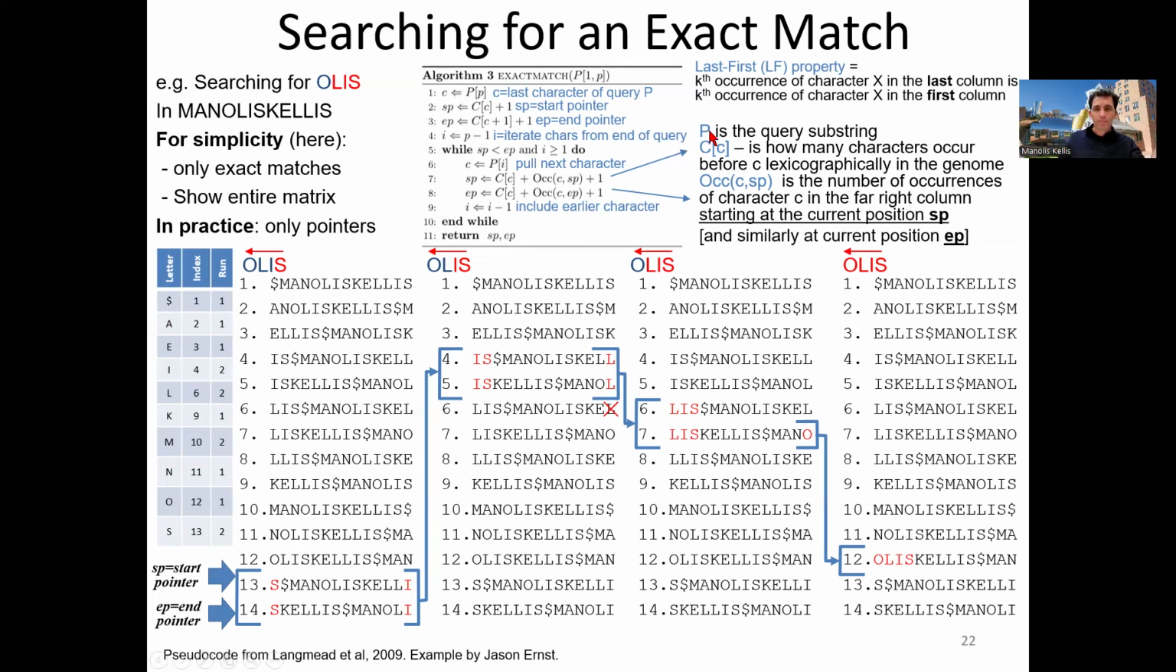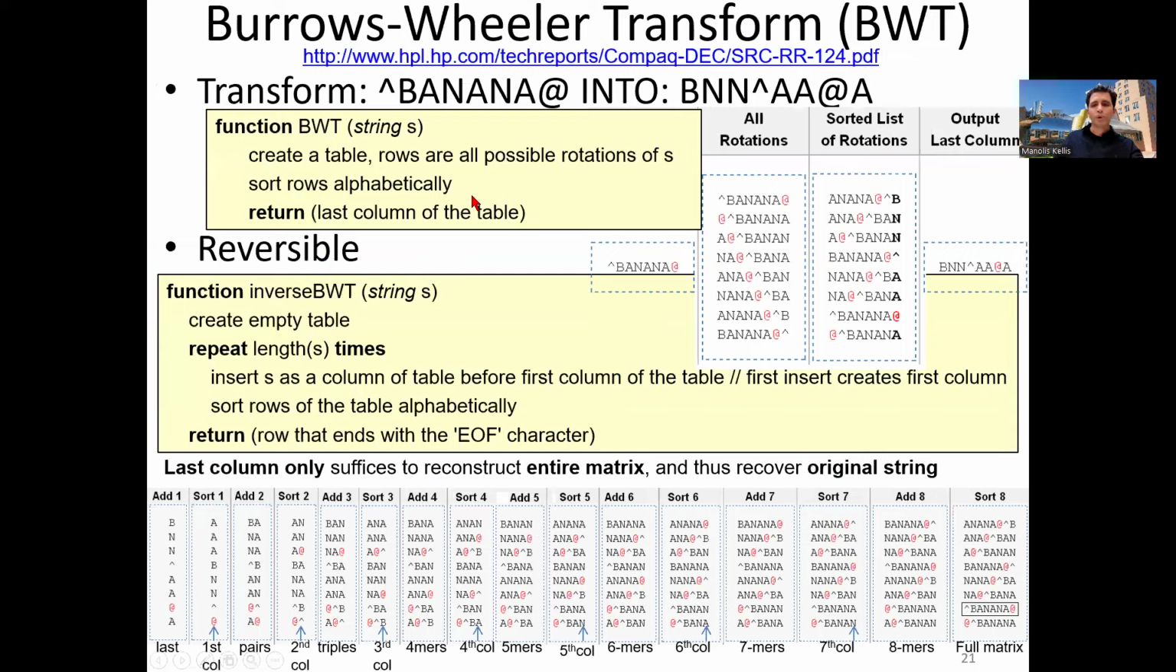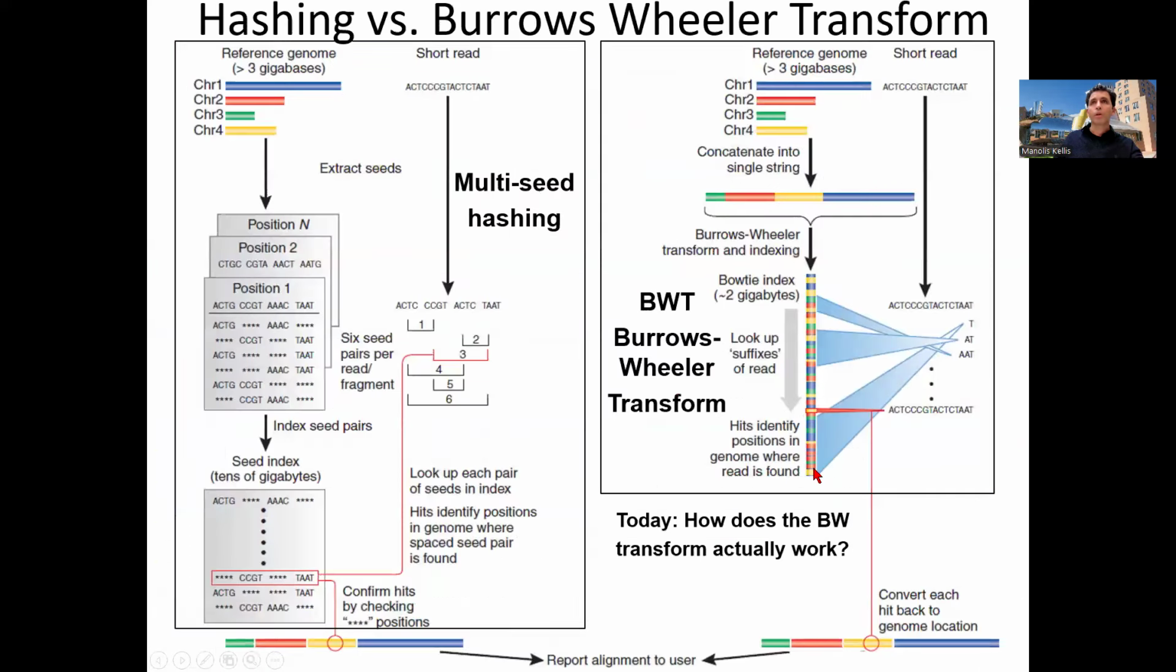So all I need is a variable. I have the query substring, of course. Then I have a variable that basically tells me how many characters occur before C lexicographically in the genome. And then the most interesting variable is the occurrences of character C in the far right column, starting at the current position SP. Now, what's SP and EP? It's the start pointer and the end pointer.